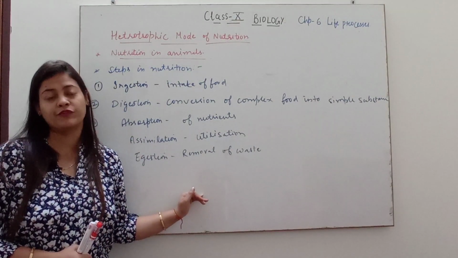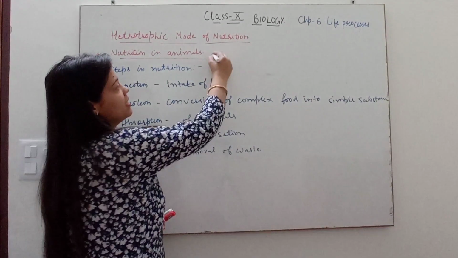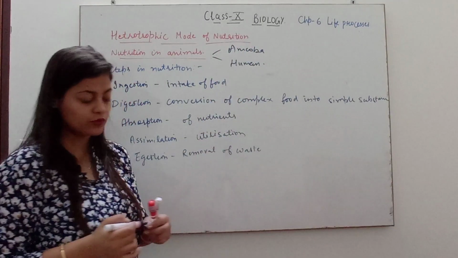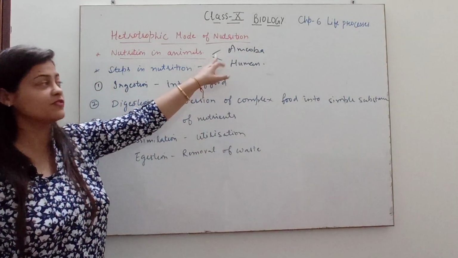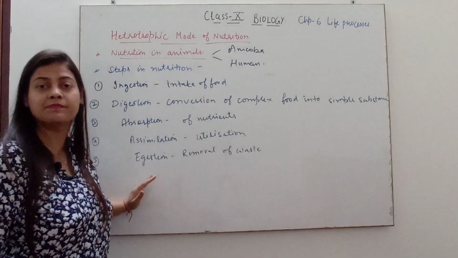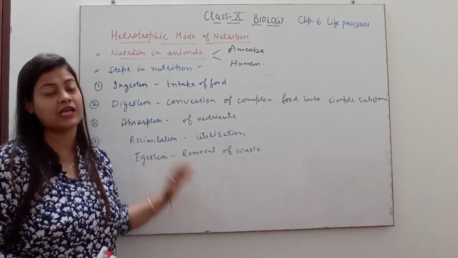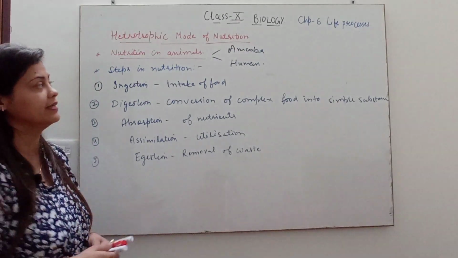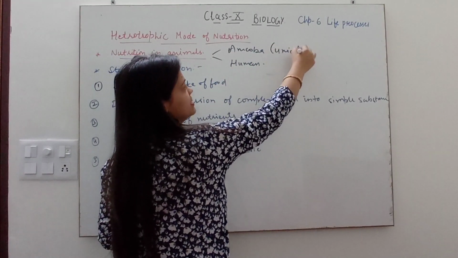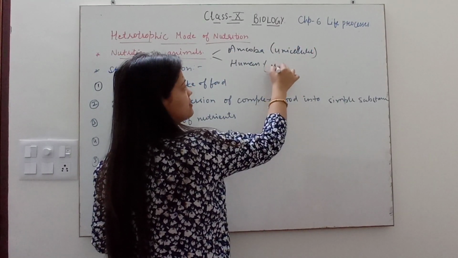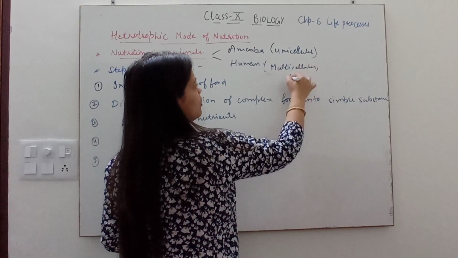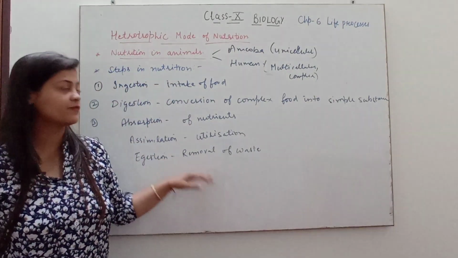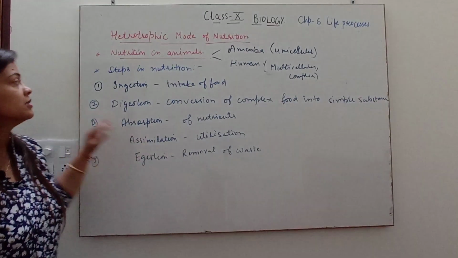Before starting the actual process of nutrition, we are going to study it in amoeba and human, which is there in your NCERT book. First we will discuss the steps in nutrition which are common for all organisms, either a simple unicellular organism or a complex multicellular organism. For example, amoeba is unicellular, and human is multicellular and complex. Whatever the type of organism, these are the common steps for all living organisms who perform nutrition. So let's see the steps.